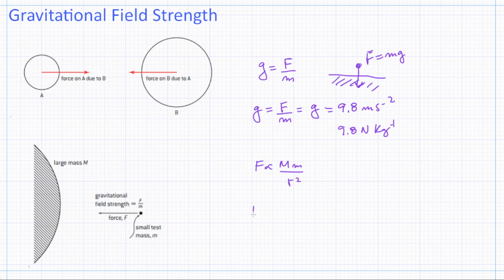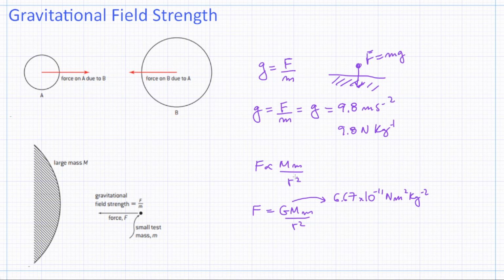And to equate that, a constant was designed to make that equal. And this is our universal gravitational constant, and you should have that in your physics booklet. The value is 6.67 times 10 to the negative 11 newtons meter squared per kilogram squared. And remember that this force is always attractive.